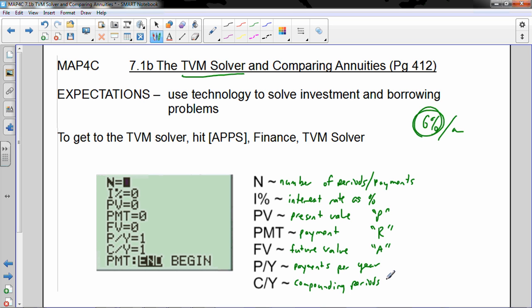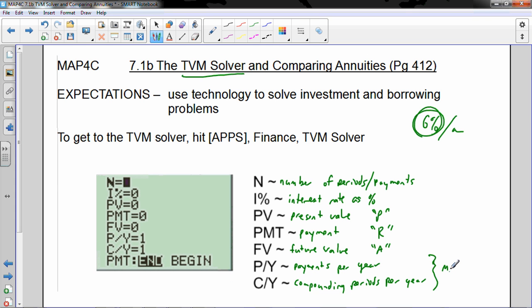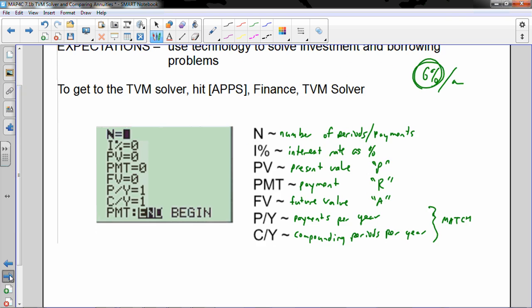Maybe you noticed that in the questions that we had, Ferd, when he was investing, was investing the money per month, and the compounding periods were per month. They always matched. These always match, at least until later in the chapter when they don't match. So that's something for us to think about. Now basically what we do is we fill in these values and we can solve for the other one. So let's get to the example.